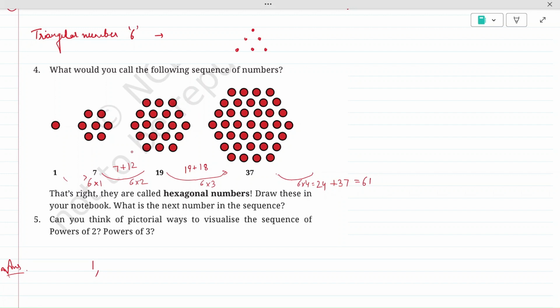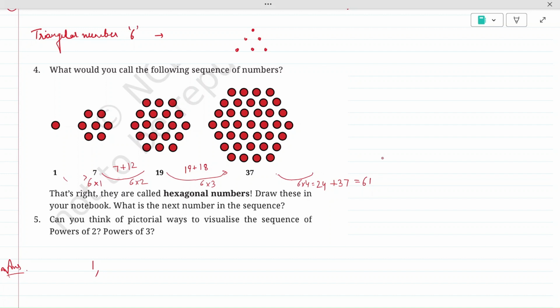So these numbers are called hexagonal numbers because we can represent them in the form of a hexagon. See, this is a hexagon. A hexagon has 6 sides, so 1, 2, 3, 4, 5, 6. We have 6 dots. And then on top of this hexagon there is another, bigger hexagon, and it has 12 more dots. And in the next one, after these two, we have 18 dots. That is the 3 times bigger hexagon. So in the next one, we'll have 4 times bigger.